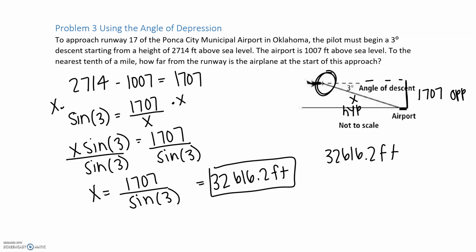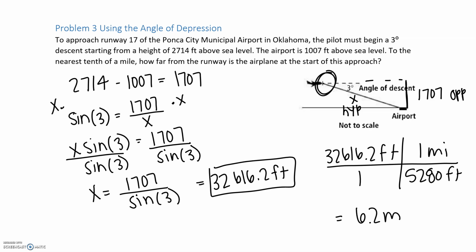32,616.2 feet, there are 5,280 feet in 1 mile. Remember our train tracks. So if we divide 32,616.2 feet divided by 5,280 feet, that leaves us with about 6.2 miles. Okay, so the airplane is about 6.2 miles away from the airport when it starts its descent.